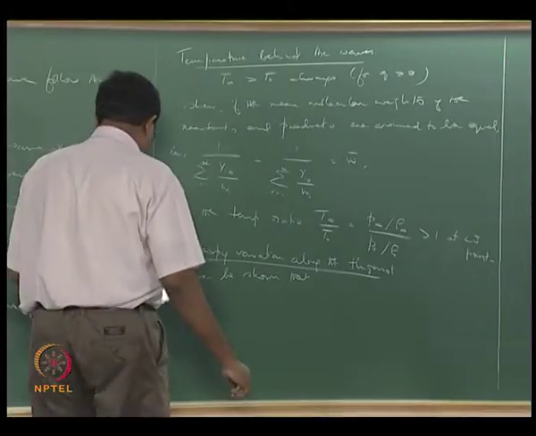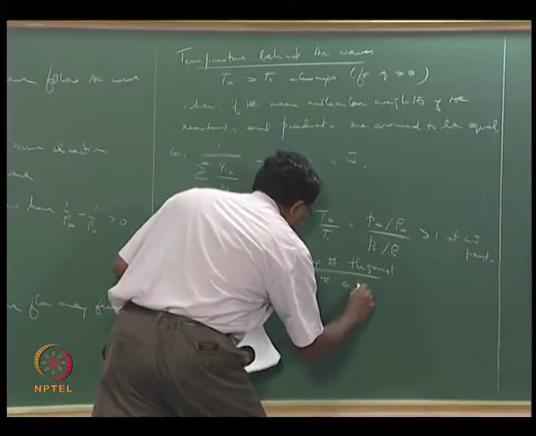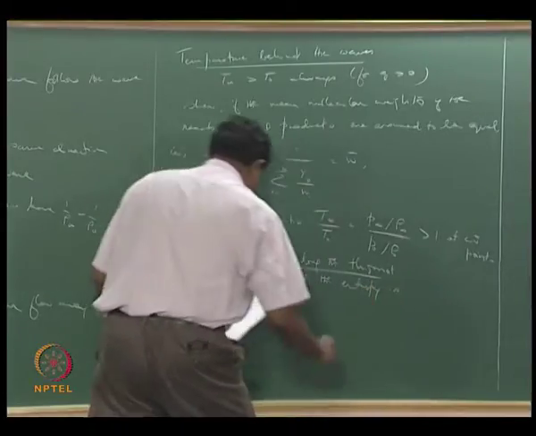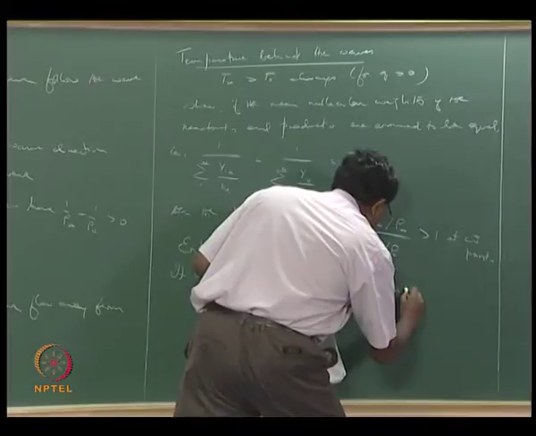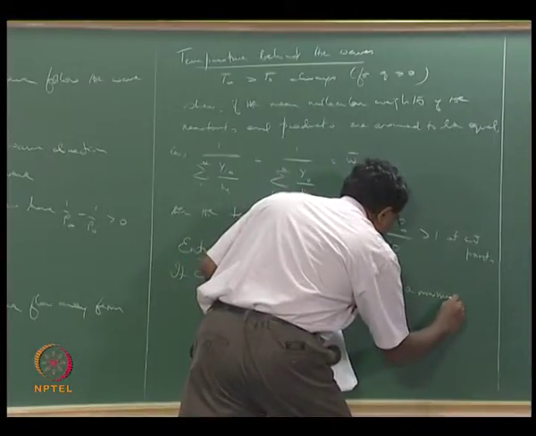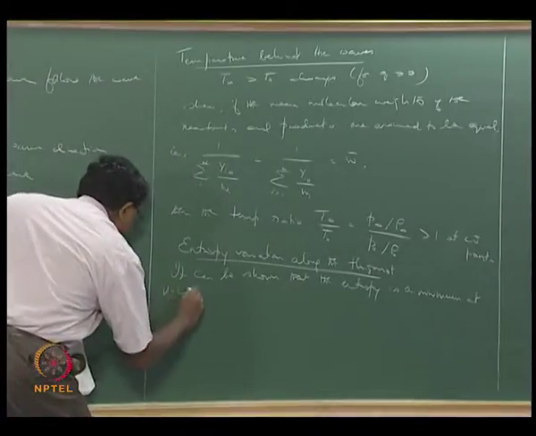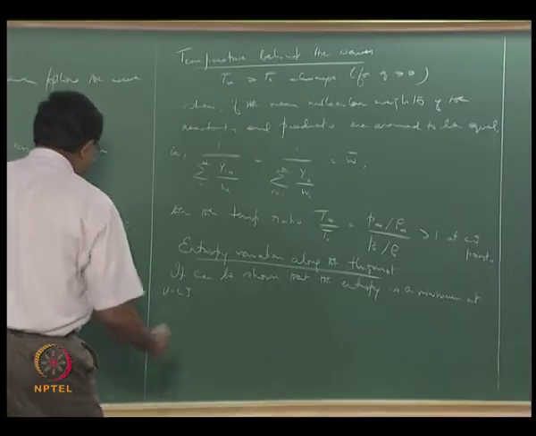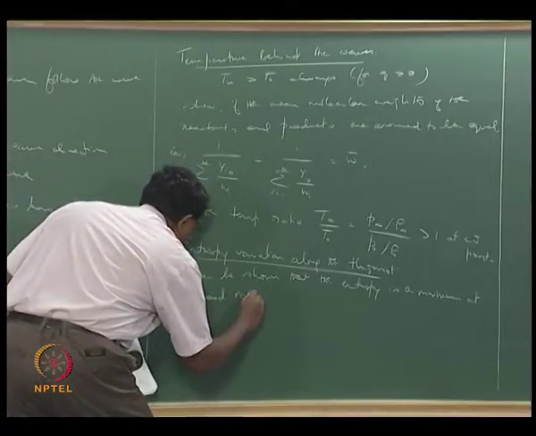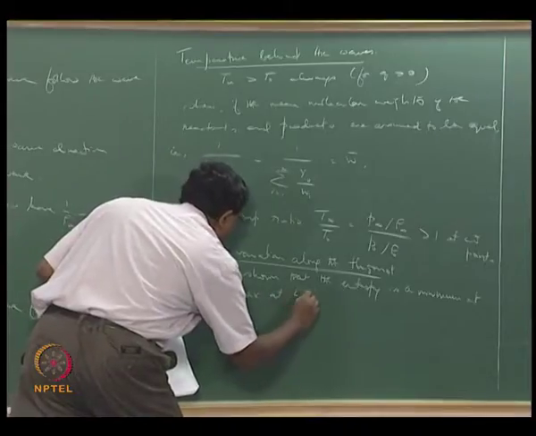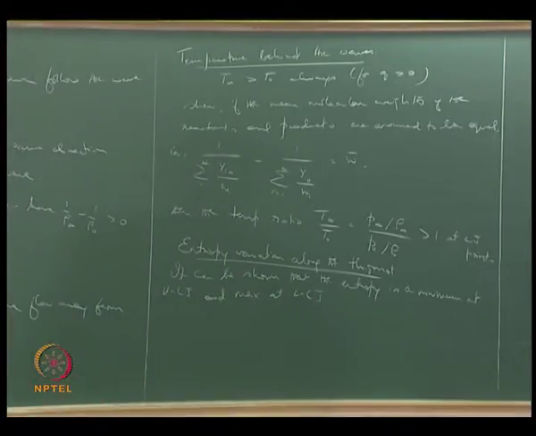It can be shown that the entropy is a minimum at UCJ and a maximum at LCJ. So that's basically again looking at the CJ points because they are more amenable to mathematical manipulation, given that you can match the slopes of the Rayleigh and the Hugoniot and get coordinates and so on.